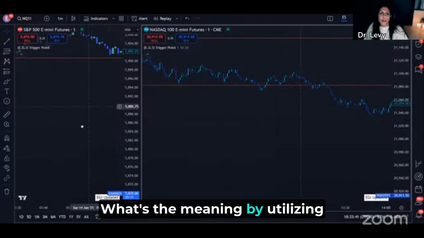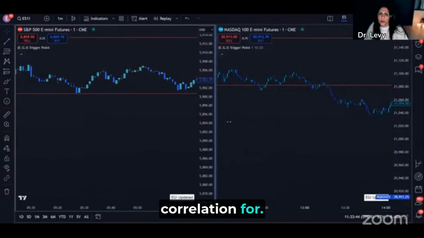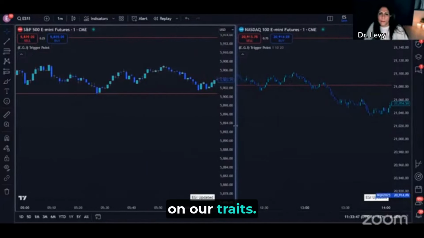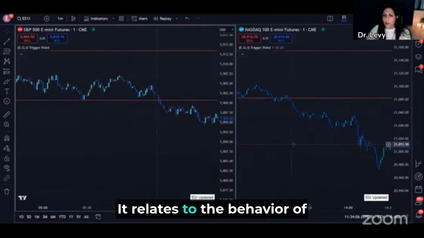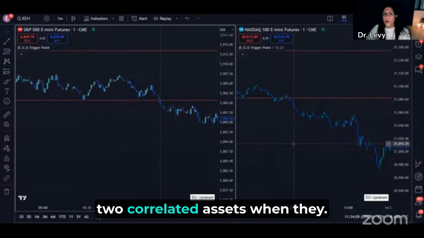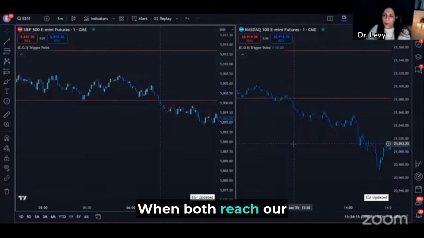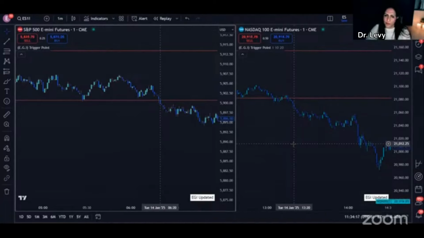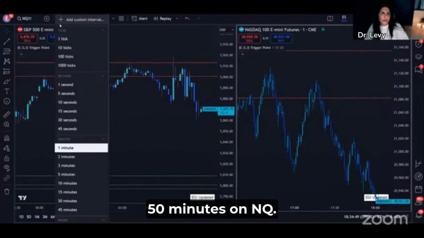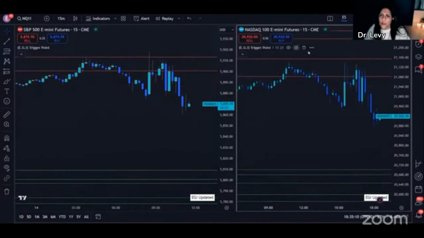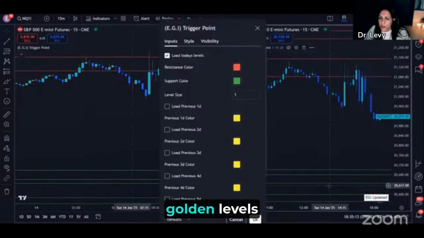What's the meaning of utilizing correlation to get more confluence on our trades? Correlation relates to the behavior of two correlated assets when both reach our trigger points. Okay, 15 minutes of ES and 15 minutes on NQ. Now I'm going to put previous golden levels.